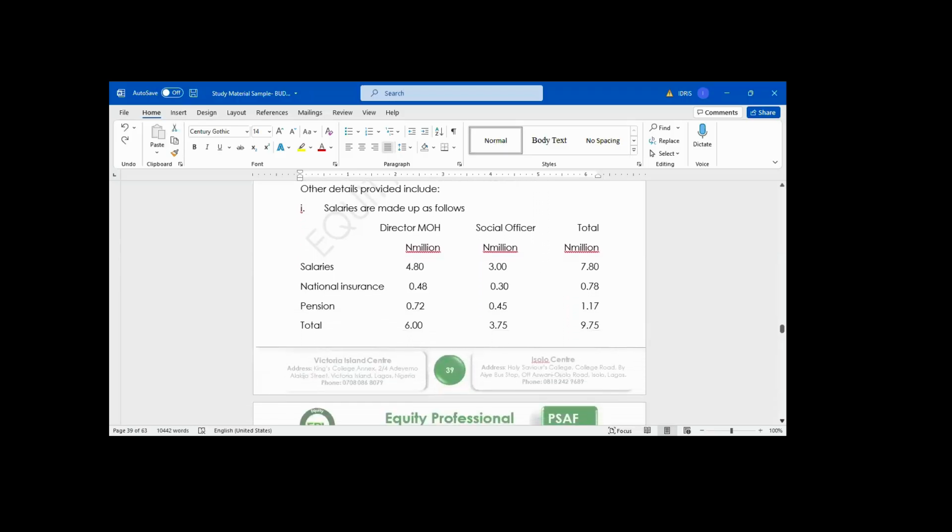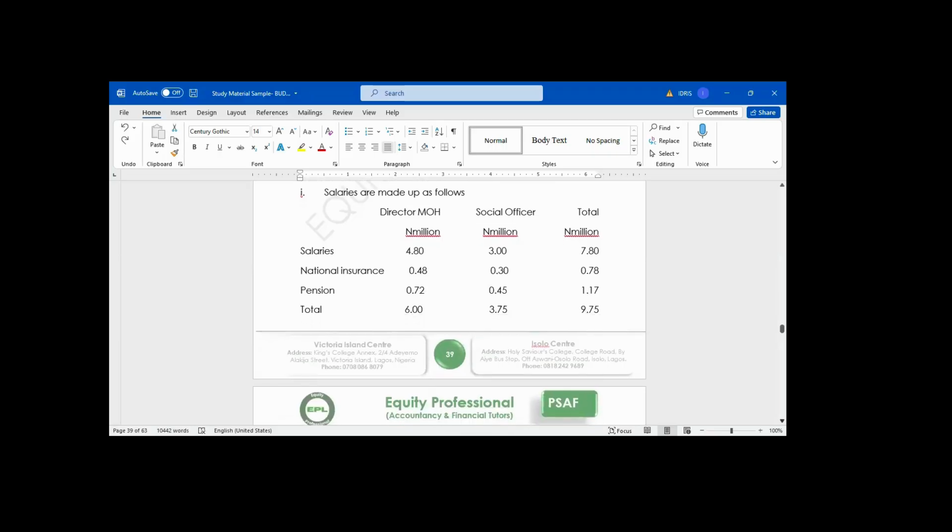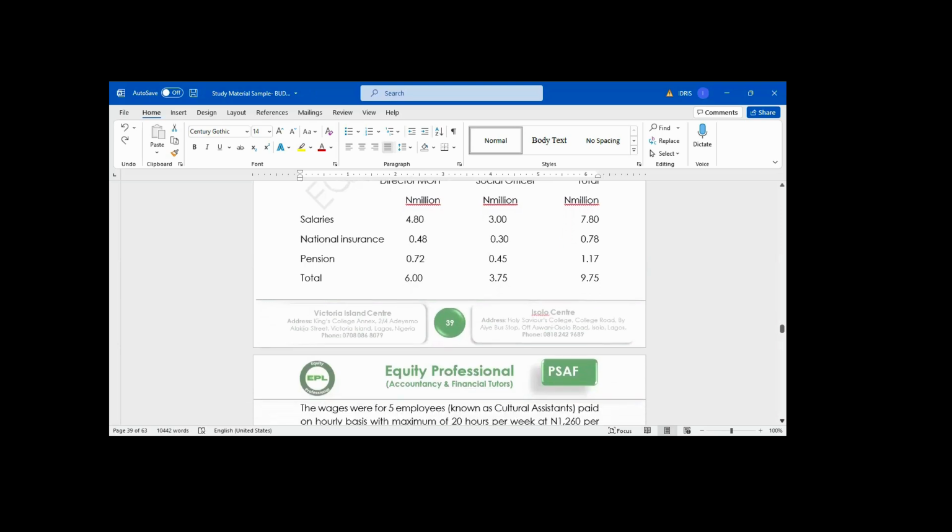Pension, Director, 0.72. Social Officer, 0.45. Total, 1.17. Then the total for the Director, 6. For Social Officer, 3.7. Total, 9.75.